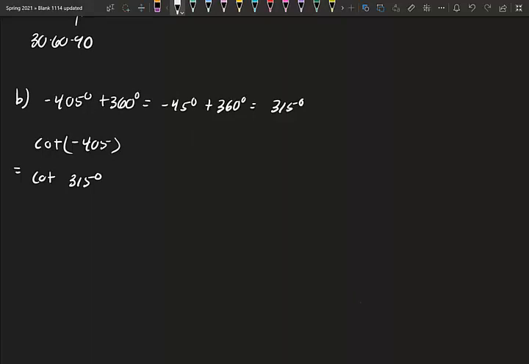Now we need to find the reference angle. We're in quadrant 4 because 315 degrees is quadrant 4. So we do 360 minus 315, and we get 45 degrees. So now we have negative cotangent 45 degrees. All that means is reference angle. So we're going to use a 45, 45, 90 triangle. That's a little harder one to remember for me. I don't know why it's hard for me to remember those numbers.